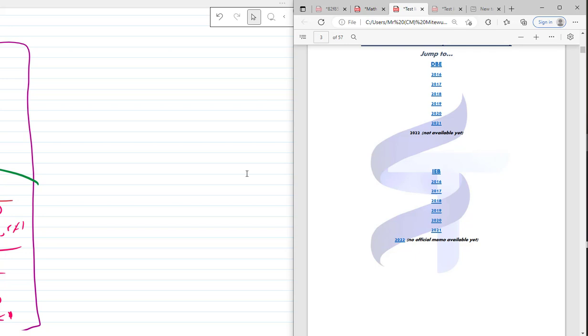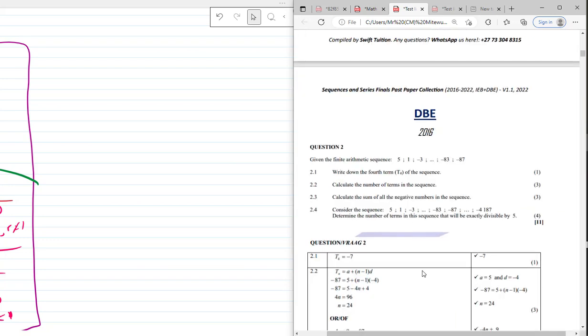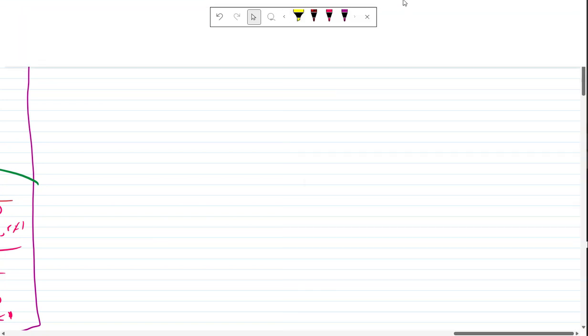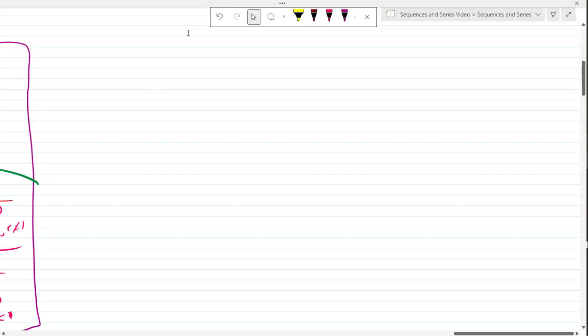Now we're going to start with arithmetic sequences and series, and we're just going to start from the very beginning, the 2016 paper. In question 2 of the DBE 2016 paper, we're given the following arithmetic sequence. In this particular case, we're not asked to determine what type of sequence this is. In some cases, we will be asked to determine that. But here, we're just given a sequence and told that it's arithmetic. So half of the job has already been done for us.